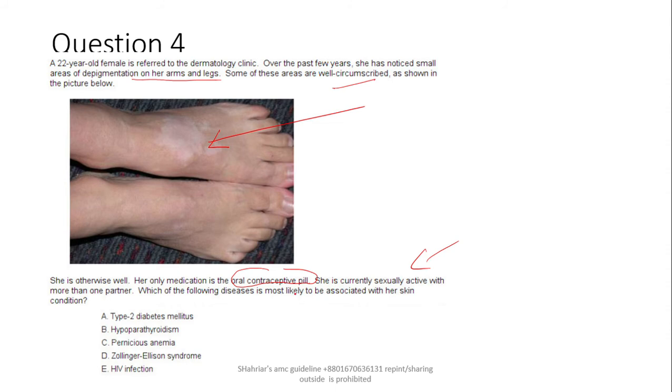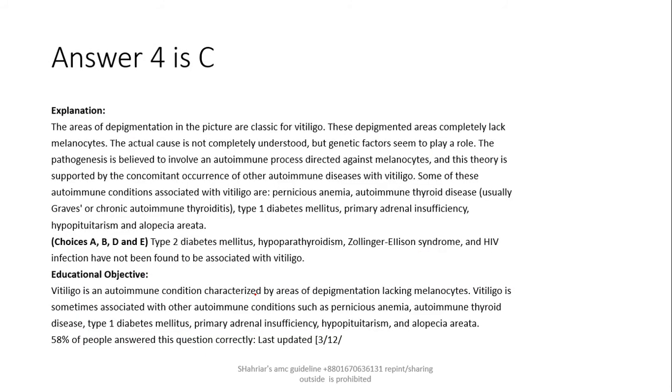Vitiligo. You want to go with vitiligo? Okay, I agree. Vitiligo is the diagnosis, but they ask this type of question: which one of the following do you have association with? Pernicious anemia. You want to go with pernicious anemia? Okay, let's see. Yes, your answer is pernicious anemia.